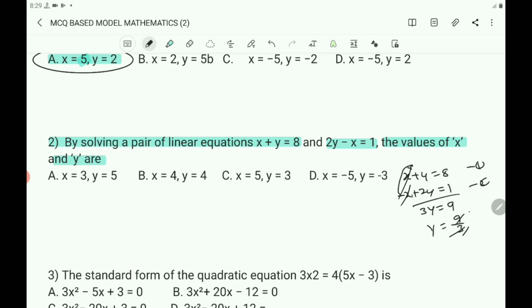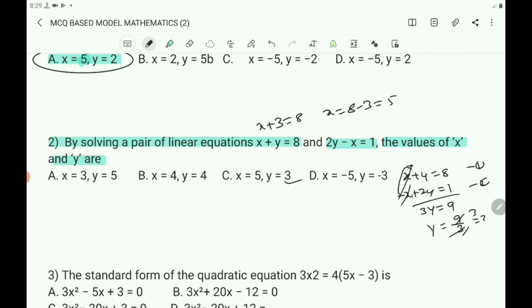Then y equals 9 by 3. So 3 1s are 3, 3 3s are 9. Y equals 3 you got. And then you can take x value. So you can take here x plus y, that is 3, equals 8. Then x equals 8 minus 3 equals 5.